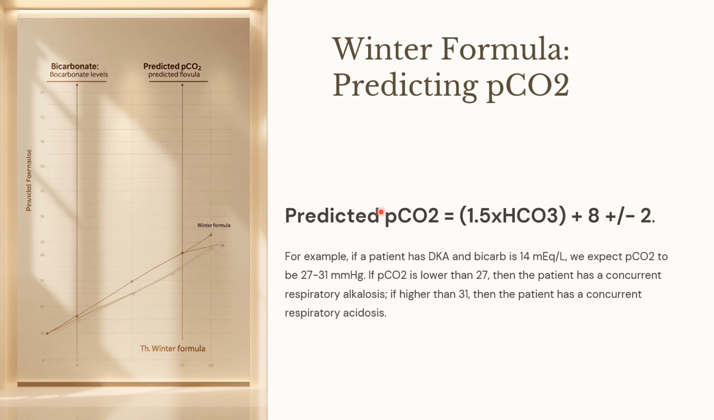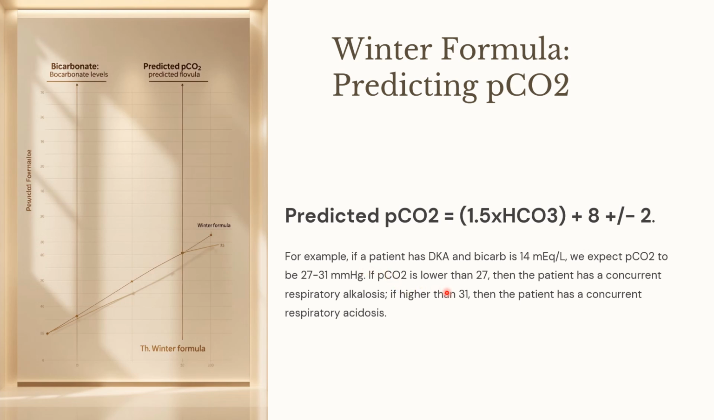In this condition, for example, if a patient has diabetic ketoacidosis, so that there is acidosis and the bicarbonate is 14, we substitute the bicarbonate 14 in this formula and we expect the PCO2 to be 27 to 31. So in diabetic ketoacidosis, what should be the compensation? PCO2 should decrease. The PCO2 should normally be 27 to 31, and this is how the PCO2 should be compensated. If the PCO2 is in this level, then it means it is adequately compensated.